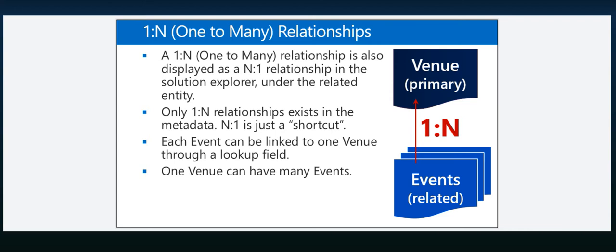So that basically means that each of those, the item here where we have a venue is a primary, and event is related in one-to-many. So basically it means that one venue can have many events.